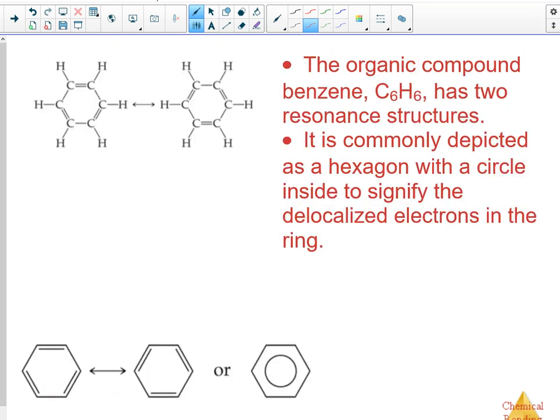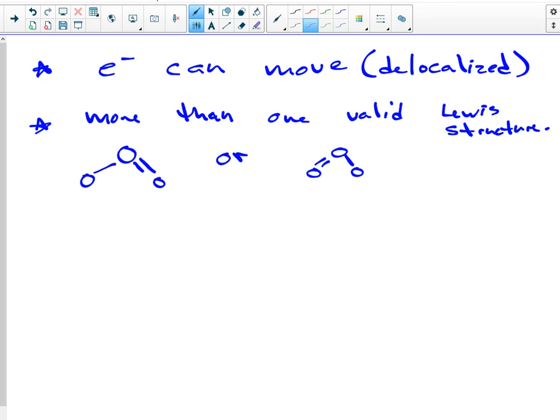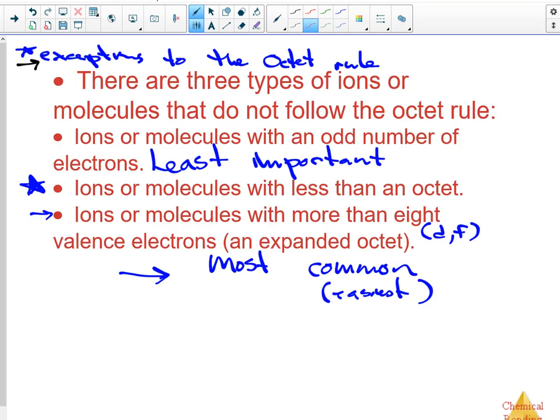So the organic compound, I knew that other slide fell out of order. Benzene has two resonant structures. It is commonly depicted as a hexagon with a circle inside to signify the delocalized electrons in the ring. Okay? So, in a nutshell, electrons can move, and those would be pairs in this discussion. They're delocalized. And when there's more than one valid Lewis structure that doesn't violate formal charges or anything, a better way to put that is where there can be a double or a triple bond in a different location, then you have a resonant structure. Okay.